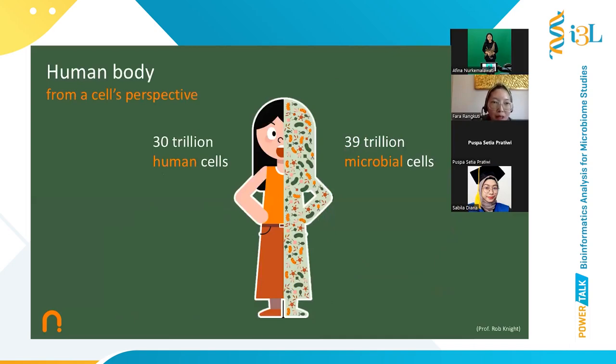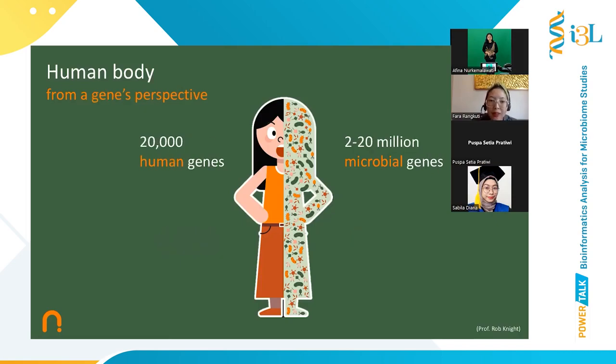Now I want to take us to look at our human body from different perspectives. The first one, let's see it from the cell's perspective. You know that we have about 30 trillion human cells in our body, but did you know that we actually have 39 trillion microbial cells? In percentage, that's 43% human cells and 57% microbial cells. So we have more microbial cells in our body than our own cells.